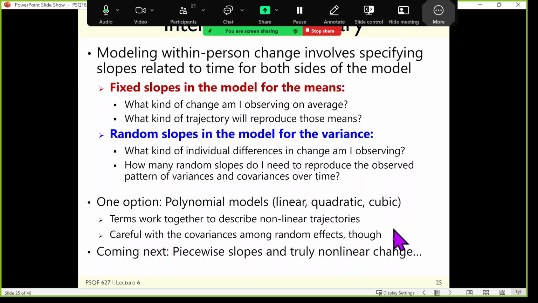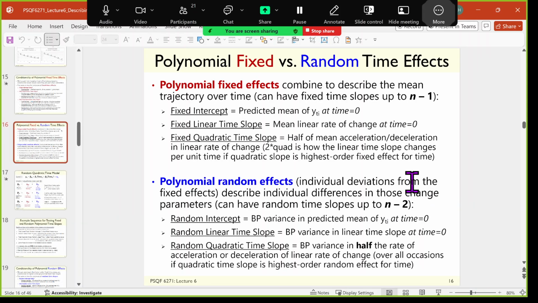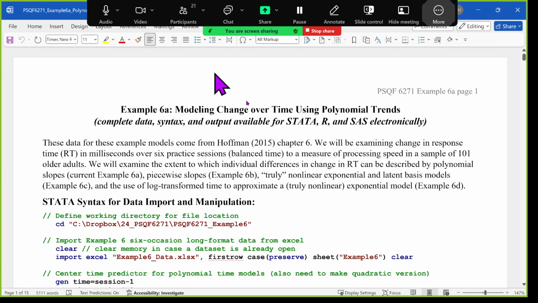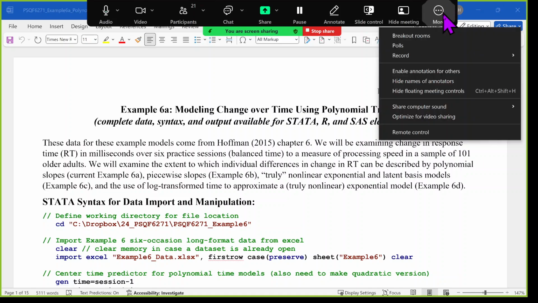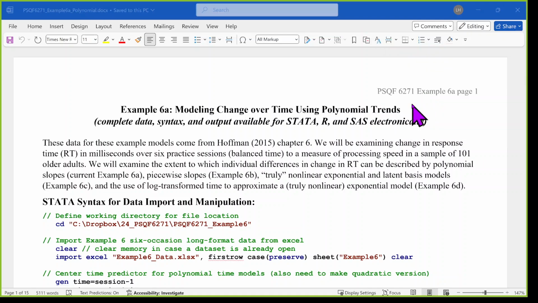Want to see an example? Yay, examples. We're back to example 6a.